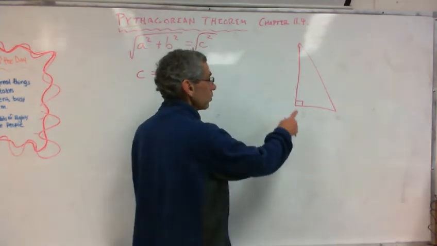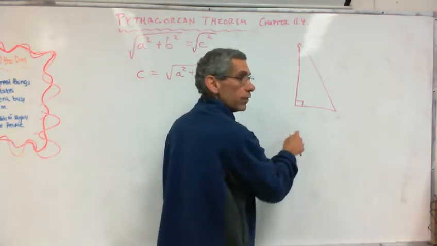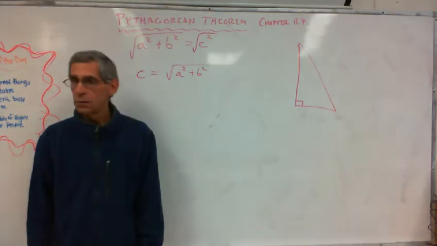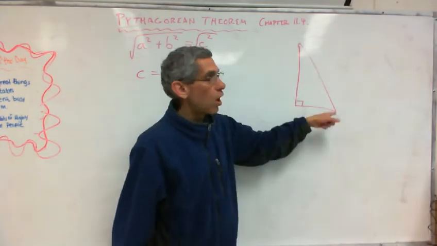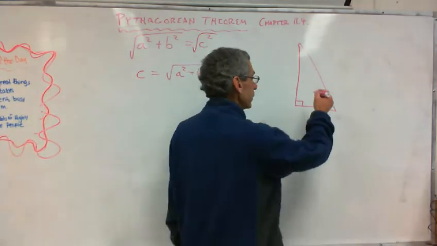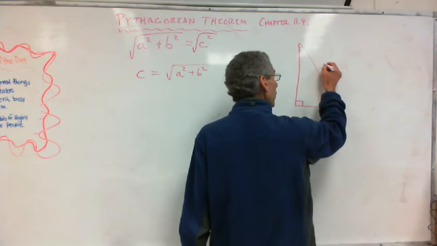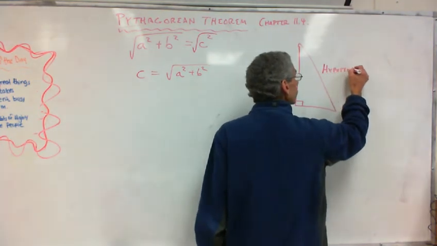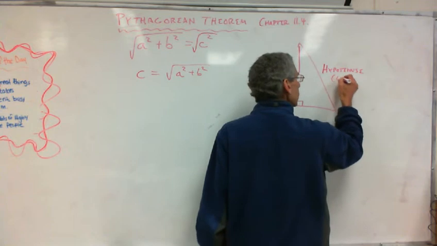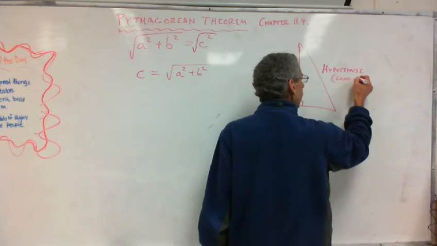What are these different sides called? Does anybody remember? Like, what's the long side called? Hypotenuse. So the long side is the hypotenuse. This is always the long side. Why would it always be the long side?